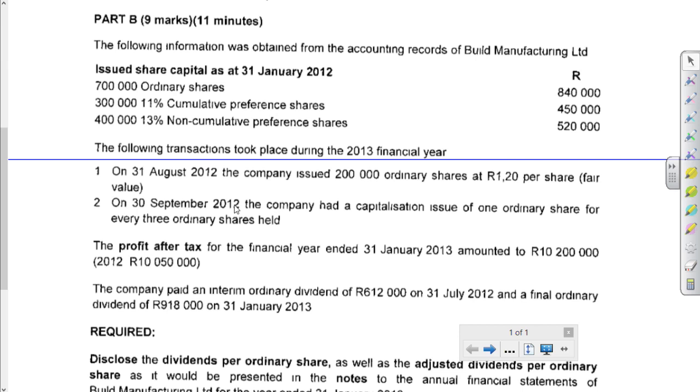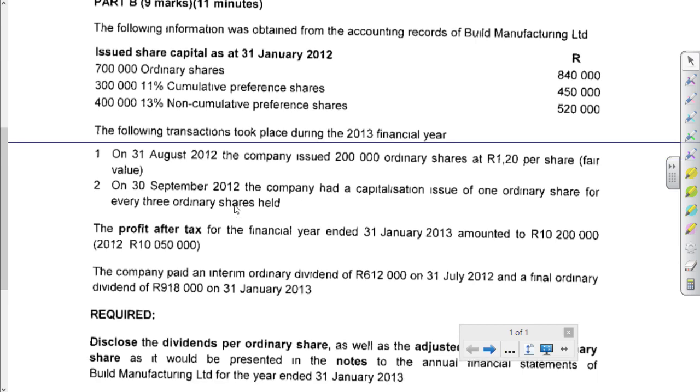Build Manufacturing had, as at 31 January 2012, which is the beginning of the year, ordinary shares, cumulative prefs, and non-cumulative prefs. The following transactions took place. They issued some shares and there was a cap issue. The profit after tax is a certain amount, and the same for the previous year. And then they paid an interim dividend and a final dividend.